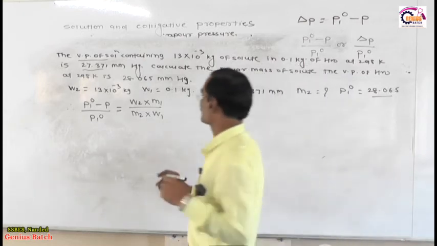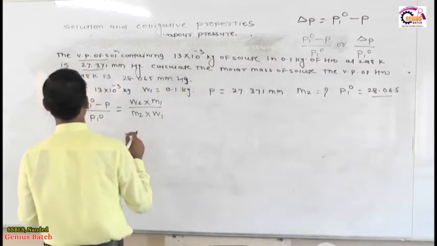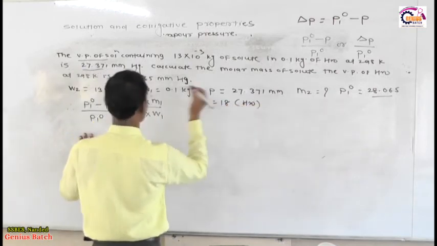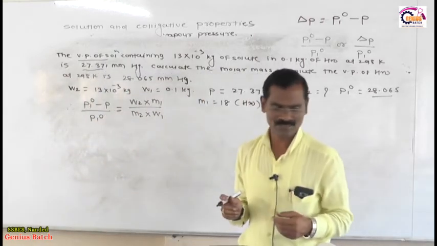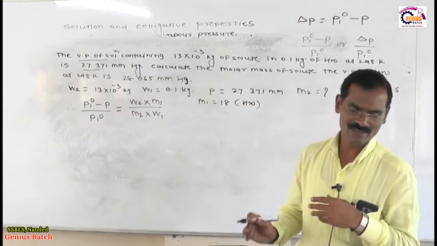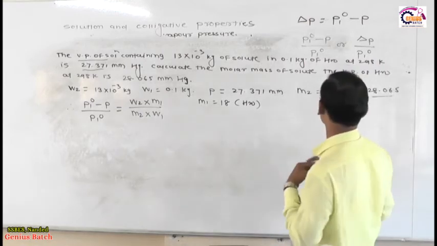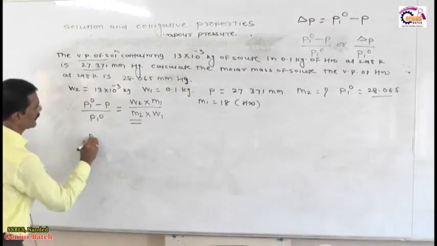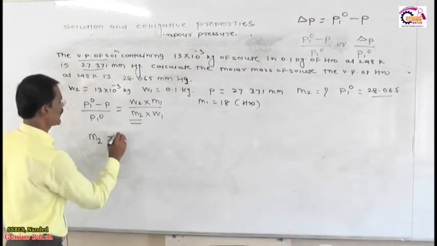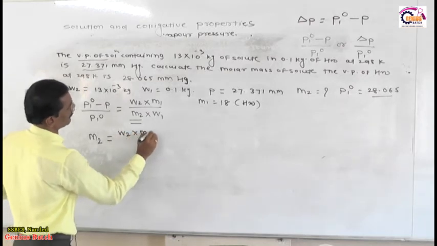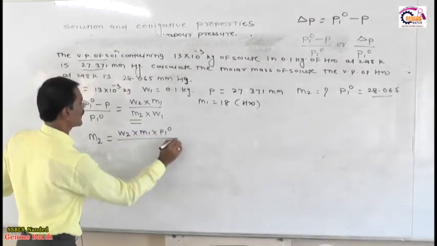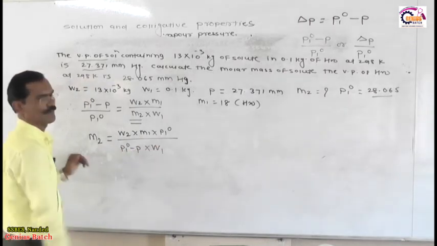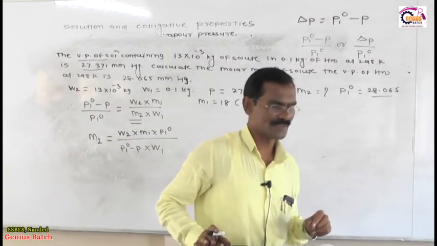And finally, what is the value of M1? The value of M1 is equal to 18 because water is the solvent, and the atomic masses of hydrogen and oxygen you know very well, therefore it is 18. Now listen very carefully. Now we calculate the molar mass of solute. We rearrange this formula. Therefore M2 is equal to W2 into M1 into P10 divided by P10 minus P into W1. Obviously this is the equation.